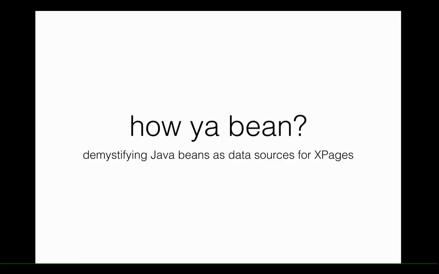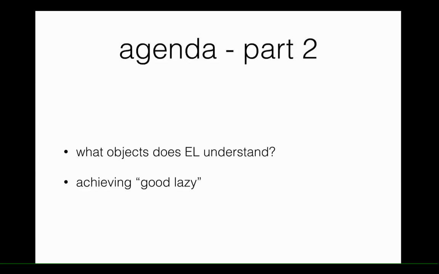Hello, and welcome to the second video in this series where we attempt to demystify the notion of using Java beans as data sources for our XPage applications. So this video is probably going to be the shortest in the series because we're really only going to look at two things. The first is, what types of objects does expression language in the context of XPages understand natively how to deal with?